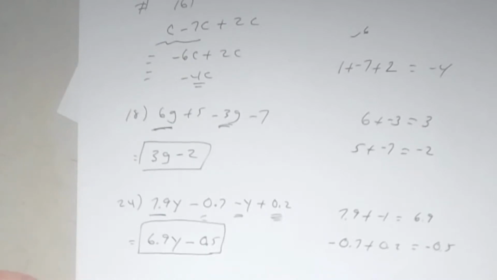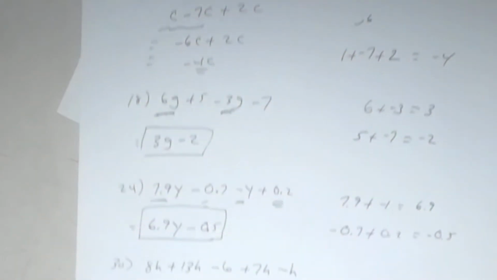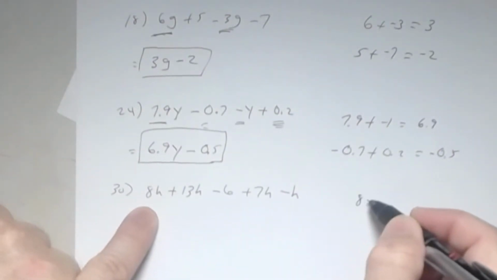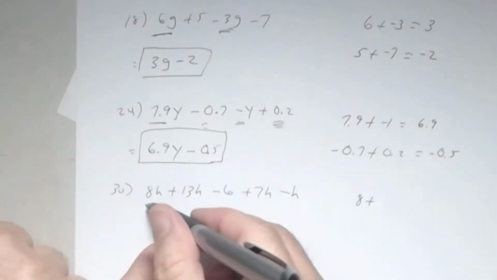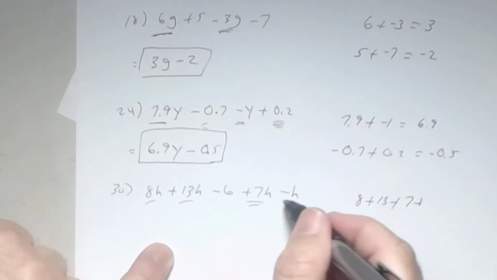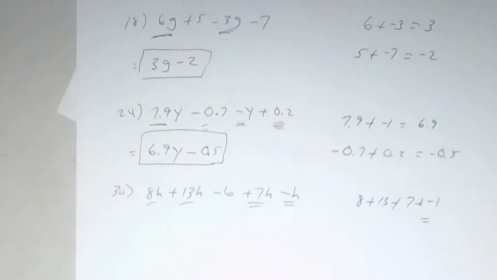Let's look at 30. All right, 30, you have 8h plus 13h minus 6 plus 7h minus h. How many terms are there? Was that 5? All right, so I have a bunch of h's, right? So let's get the coefficient. What's this coefficient here? So on your calculator, say 8 plus, what's this coefficient? 13 plus, what's this coefficient? 7 plus, and what's this coefficient? Negative 1.